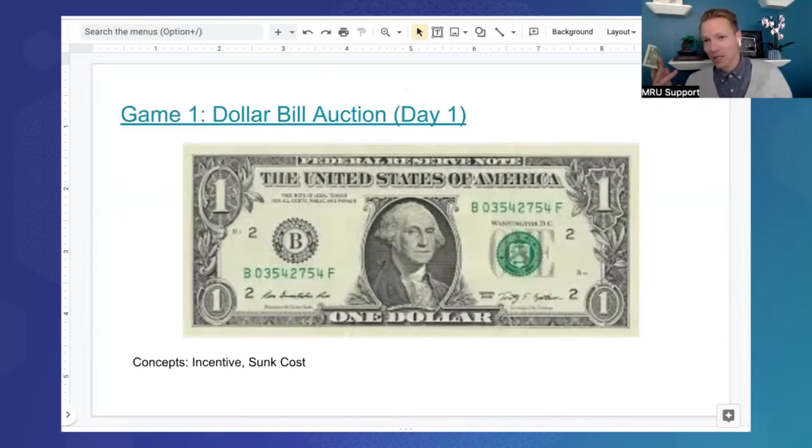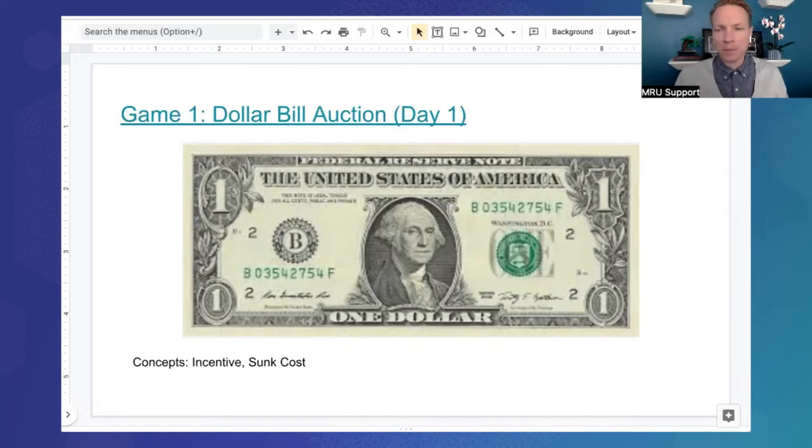So I always do this on the first day, or like, second day. Right at the beginning of the semester. The way it works is you auction the dollar bill off. So you say, okay, I am going to auction this dollar bill off, and the auction is just a little different than a normal auction. A normal auction works is whatever highest price takes it.